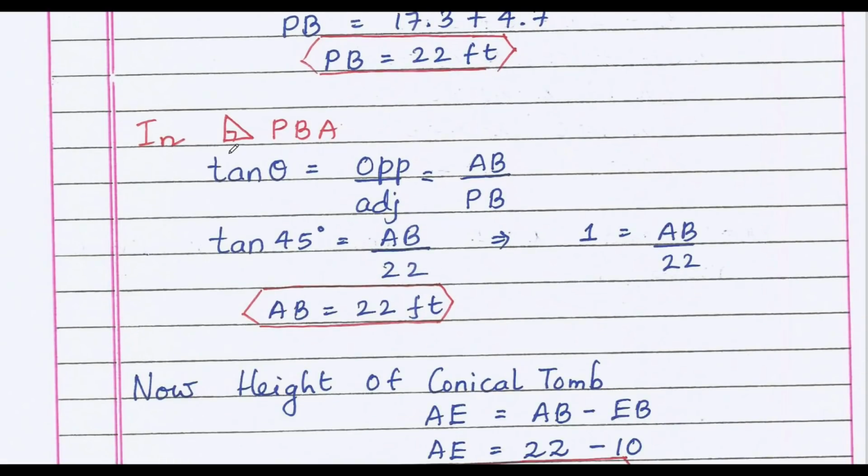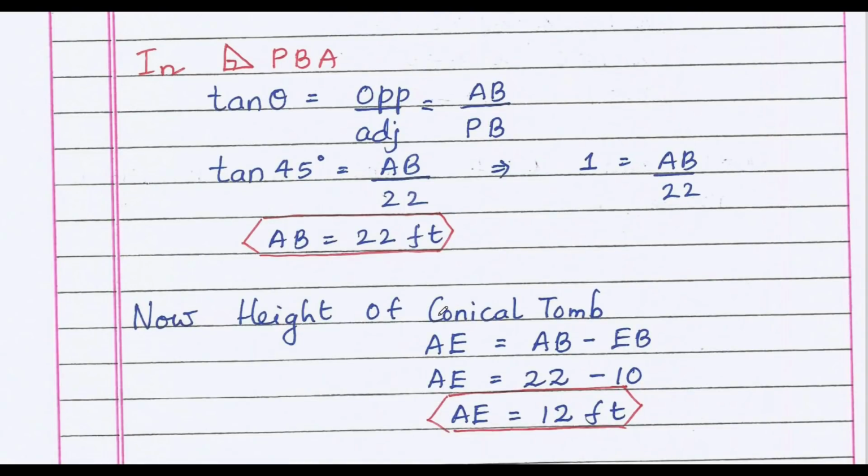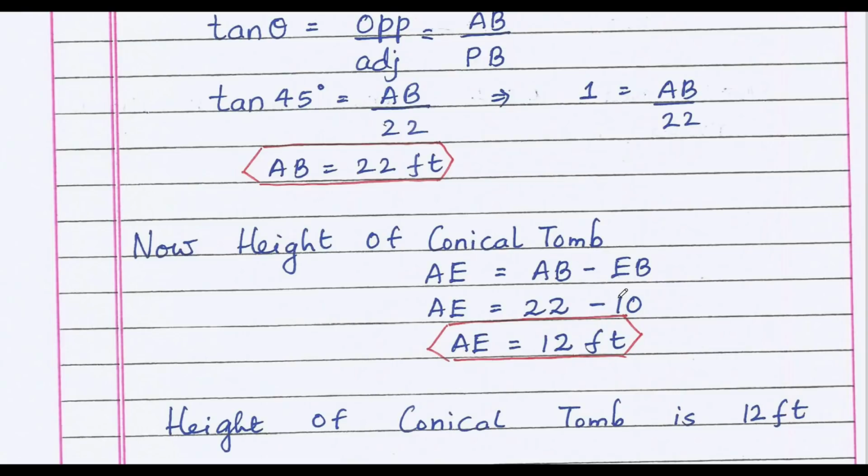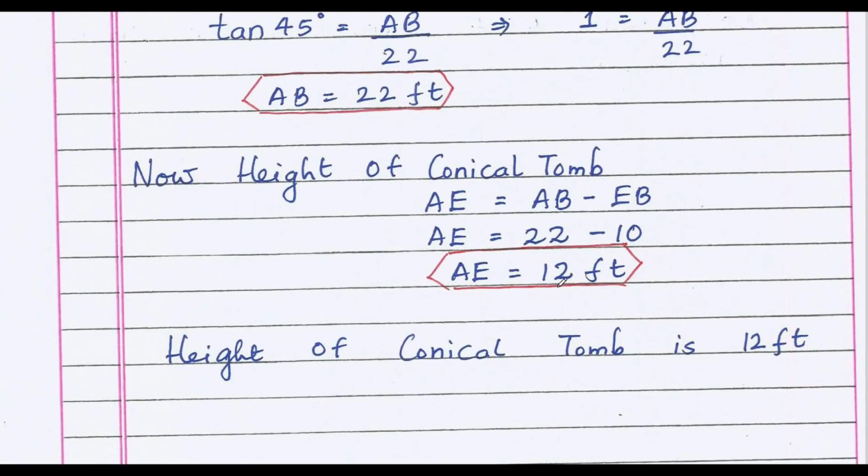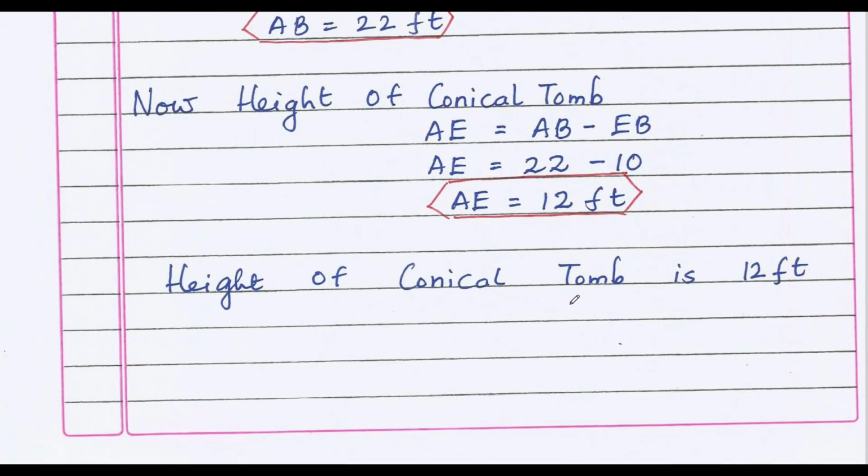Again in triangle PBA, if we apply tan ratio, we get the AB as 22 feet. Now the height of conical tomb will be AE, which is equal to AB minus EB. EB will be equal to 10 feet. AB is 22, 22 minus 10 is 12 feet. The height of the conical tomb is 12 feet.